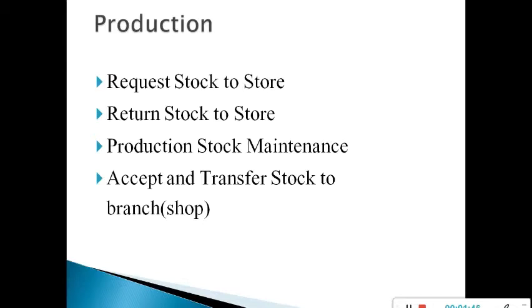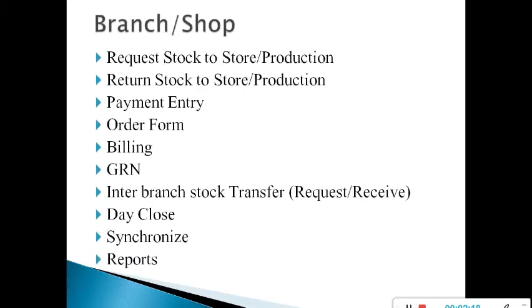Next, after the stock has been requested, it will make the production stock. After the raw materials, it will be executed as production stock using some recipe management, and that stock will be maintained in the production. The maintained production stock will be accepted and transferred to the branch. Whichever branch is requesting any production stock, it will be accepted and transferred to the respective branch. So now comes the branch.